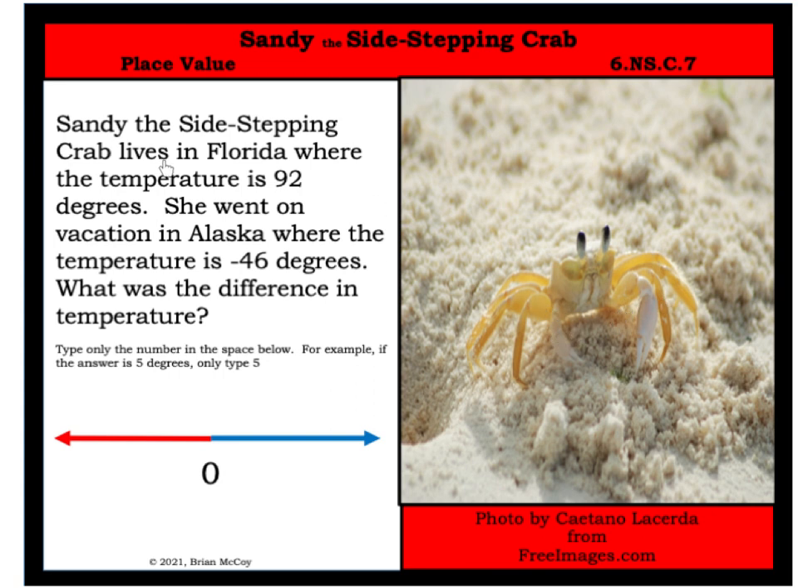That's correct. Hey, first and foremost, make sure you have your notebook out and you're ready to take some good old notes. And here we go. Sandy the Sidestepping Crab lives in Florida where the temperature is 92 degrees. She went on vacation to Alaska where the temperature is negative 46 degrees. Brr. And then you've got to figure out what is the difference in temperature.